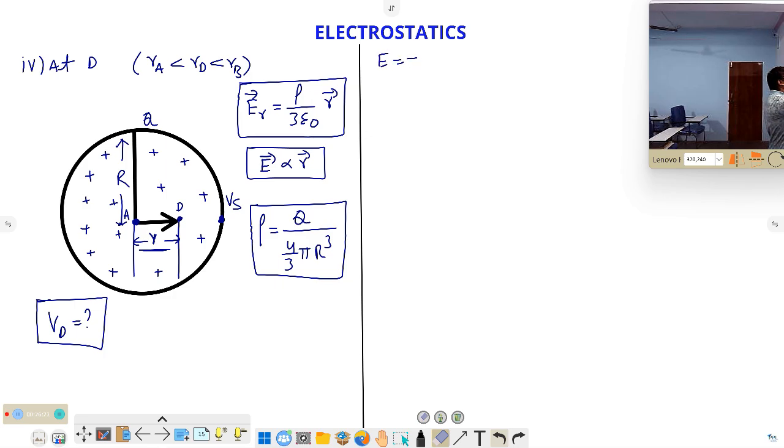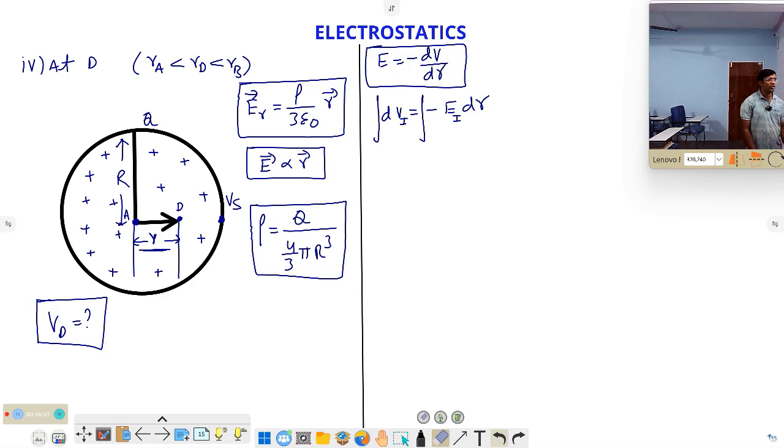E is equal to minus dV by dr is the formula for that. Already we derived it in the previous part. Now using this I want the dV relation, so I can write dV is equal to minus E dr. This change in potential we are calculating inside, so we require the electric field inside also. We are calculating the variation of potential inside from the center to any point like this, so we are going to integrate this. This is the most important expression to understand.